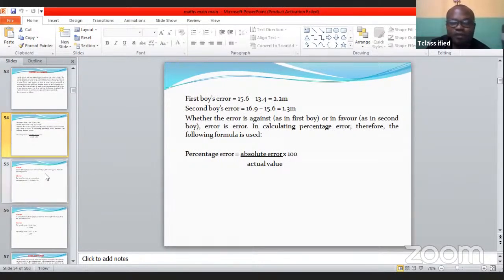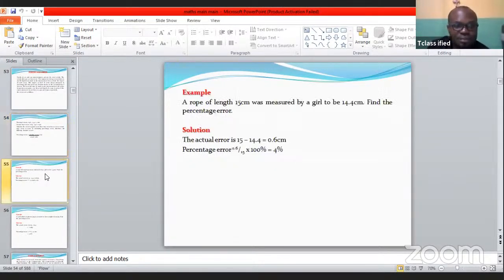Okay, so let's move forward with an example. A rope of length 15 cm was measured by a girl to be 14.4 cm. You see? So when you say percentage error, you're looking at the error. That means the person is not measuring accurately. Just imagine something of 50 cm. Somebody measured it and said it's 14.6 cm. And this could be a problem with the measuring instrument or what, you understand?